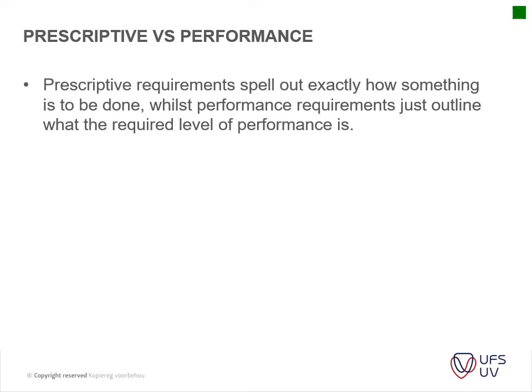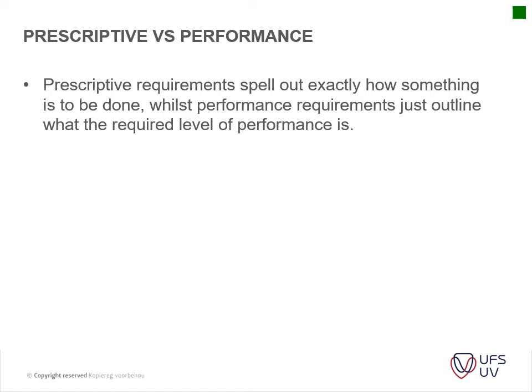That would be a performance requirement, whereas prescriptive requirements would spell out more. It should be this make of solar panels, it should have this performance, and it's much more specific to the installation.